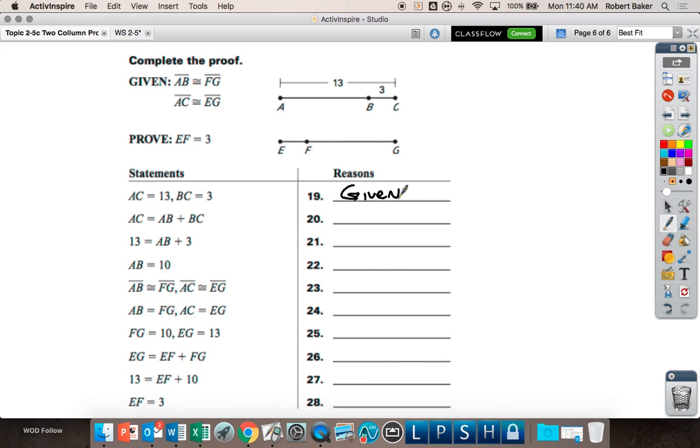Addition. But what are they adding together? Oh, it's that addition postulate. So when you say addition postulate, you're right, but there are angles and there are segments, so you have to be specific. Now we get substitution. Take the geometry out and put the algebra in. Subtraction property.